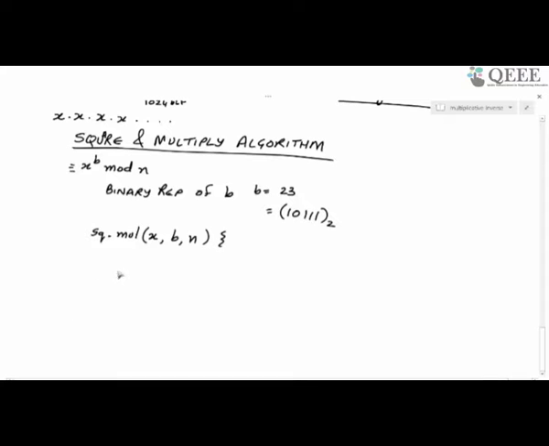So the working is like this. First you take a temporary number called z equal to 1, and then you have a loop for i equal to L minus 1 down to 0, where L is the length of this particular binary string. For example, over here L will be 5, L equal to 5 in this case, because there are 5 bits in this particular binary representation of 23.